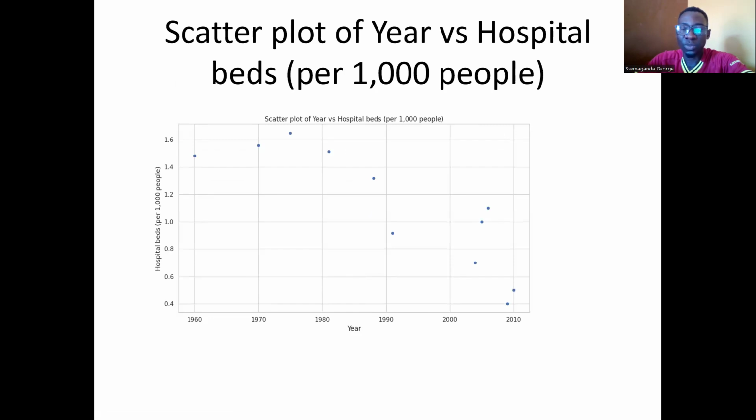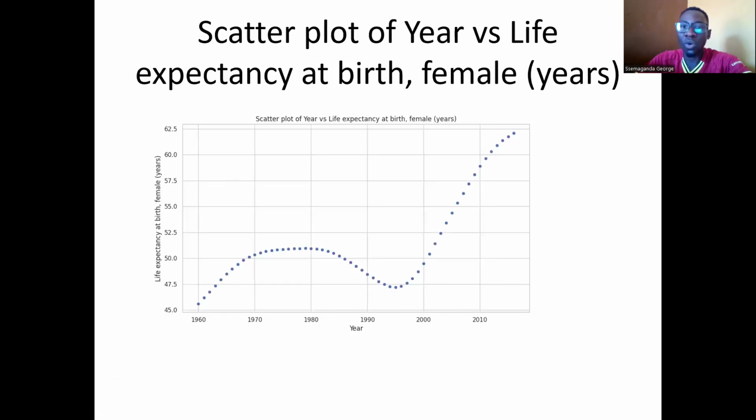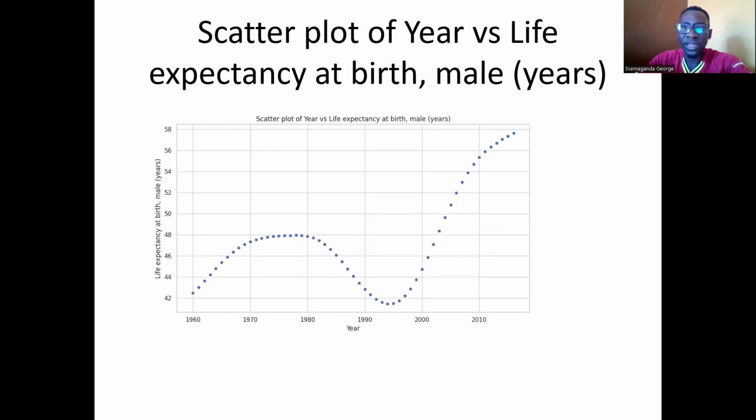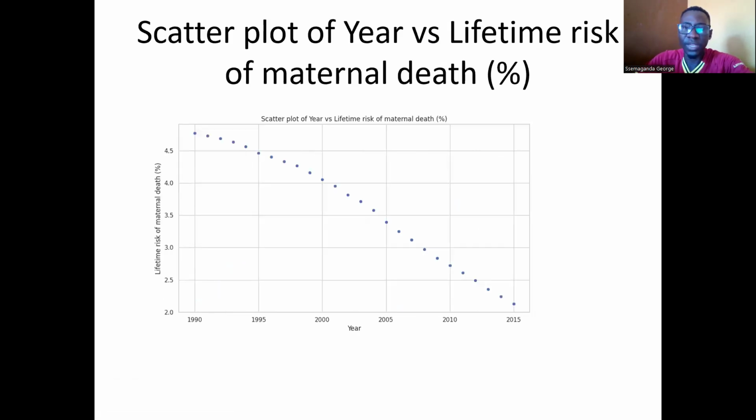Then year versus hospital beds, which is a gradual decrease in the vacant hospital beds in the hospitals. So that means there was an increase in the mothers who now go to hospitals when they are giving birth. Then year versus life expectancy after birth for females, which is also a gradual increment from 1960 to 2010. Still a gradual increment for men.